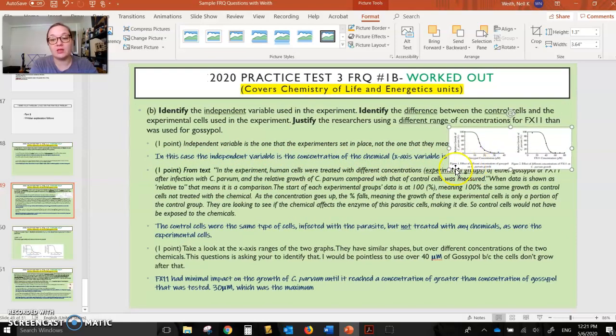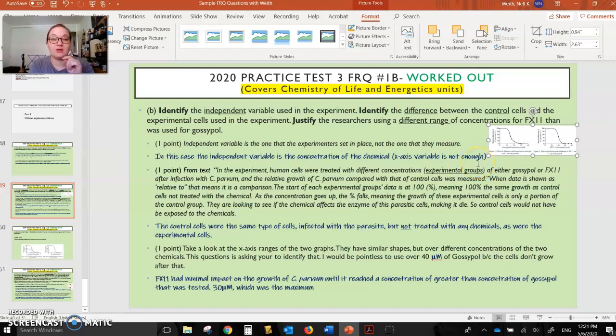Don't just say the variable on the X-axis, because if you've looked at former FRQs, sometimes they're different depending upon the way it's graphed. The reader grading your FRQ doesn't know that you know what an X-axis is. Is it this one? Is it this one? So you have to be specific and state the variable, okay?